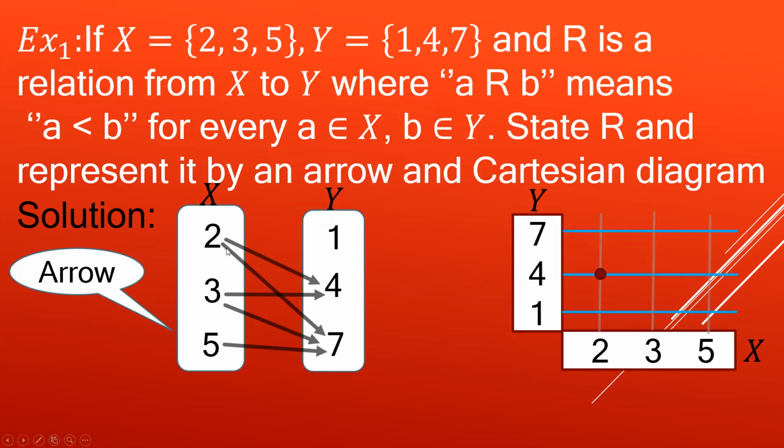The first ordered pair, 2 and 4. So this point is located here. Its first projection is 2 and second projection is 4. And the second ordered pair, 2 and 7, is located here. Its first projection is 2 and second projection is 7.